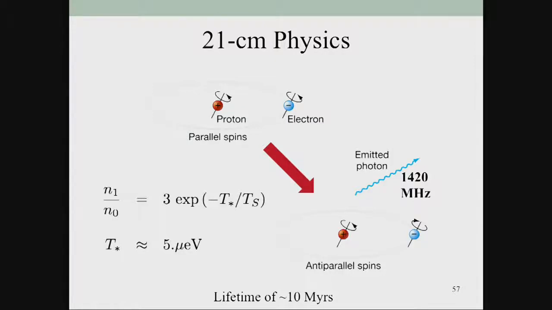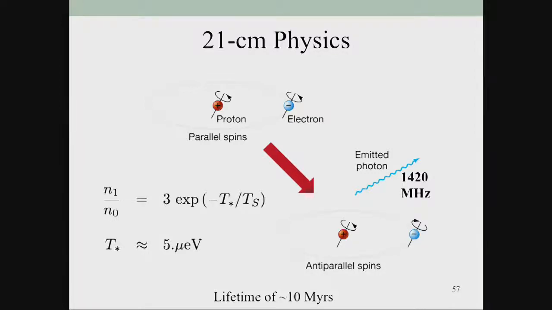If this fluid is in equilibrium with its surroundings, in a thermal bath or something like this, you can describe the density of states in the excited case versus the ground case by this Boltzmann factor. The 3 comes from the statistical weight of triplet versus singlet, 3 to 1. This T star is the energy of the transition divided by k. We know that. It's 21 centimeter, a number we know very well. It's measured to death. And this is a shorthand for the ambient temperature, called the spin temperature. In this field, the spin temperature means the ratio between the excited and ground states. So that's the shorthand.